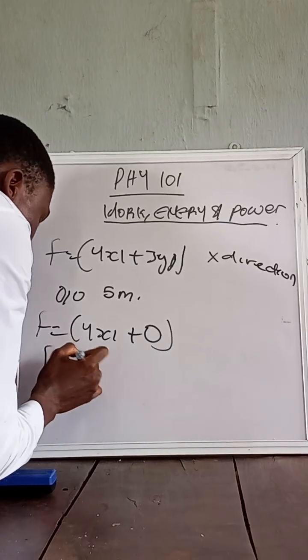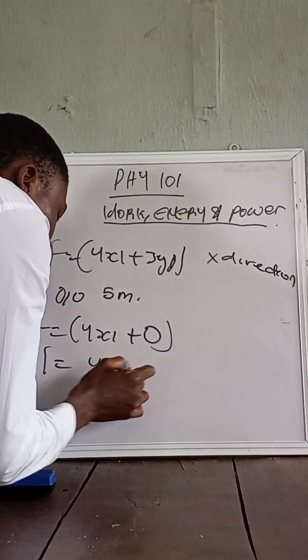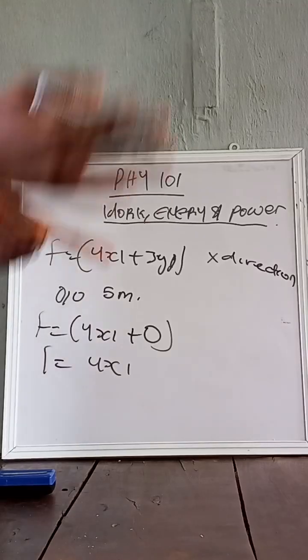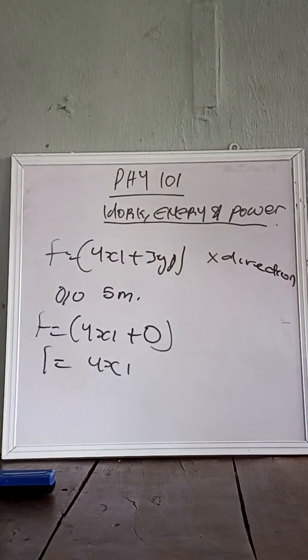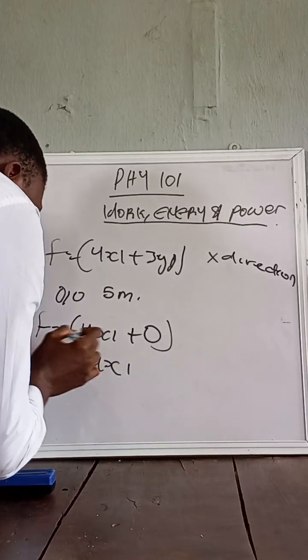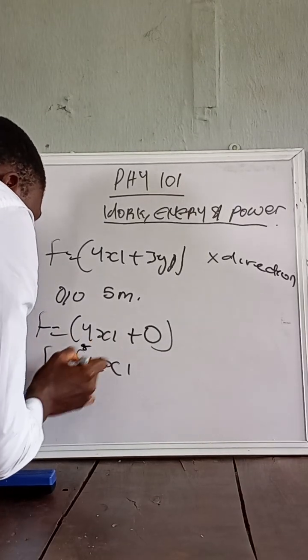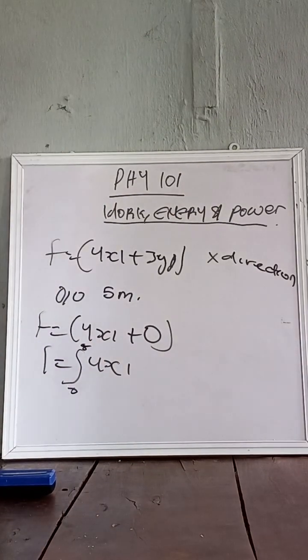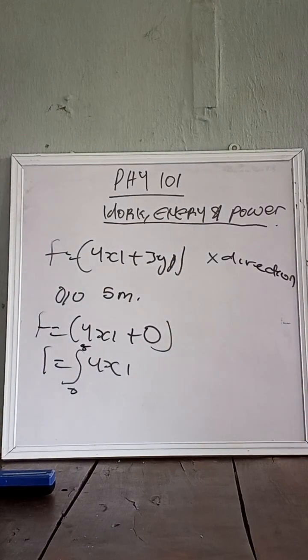This is my force. I'm going to bring my 4xi. I'm going to do the definite integral from the final to the initial, which is the definite integral of this one from 5 to 0, because they are talking about from the origin to the 5 meter. Am I communicating?